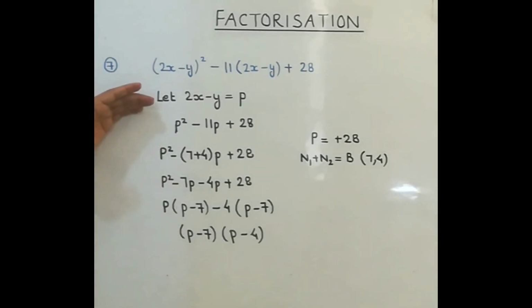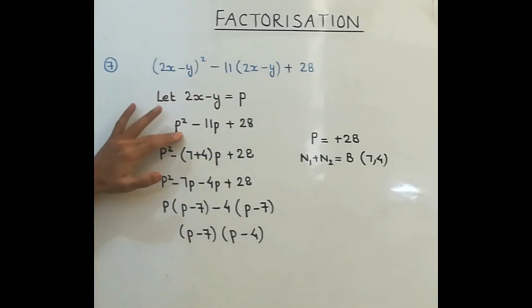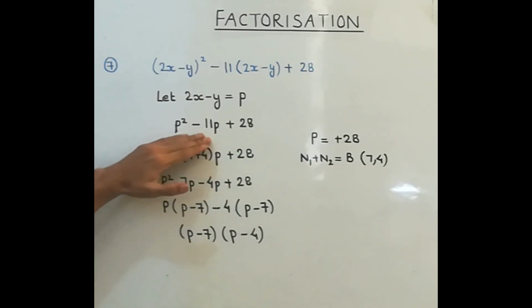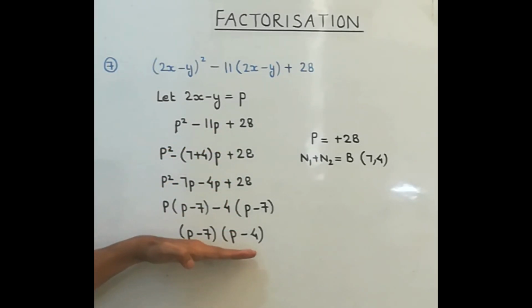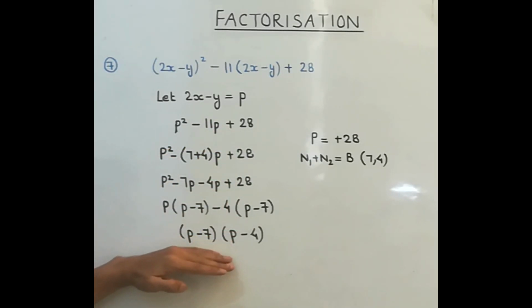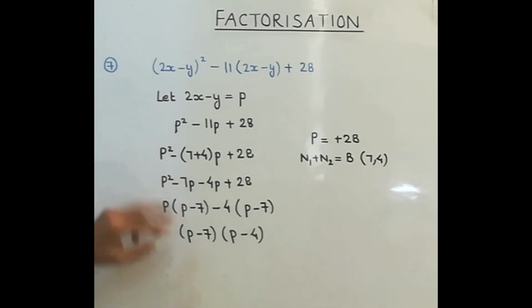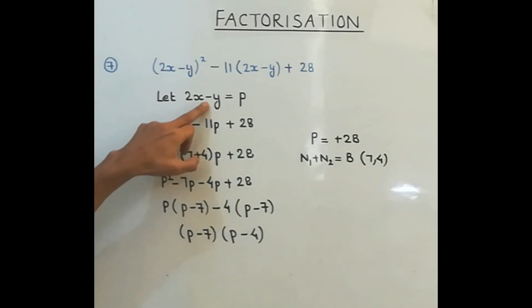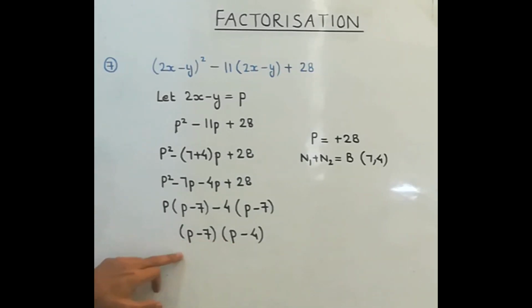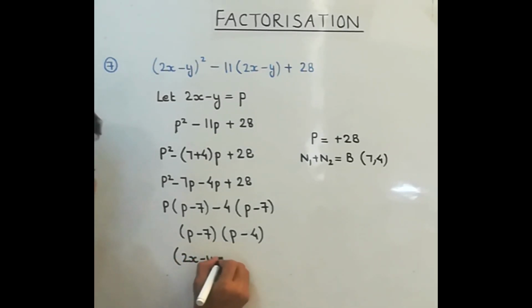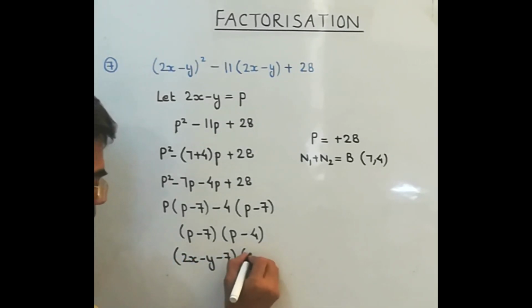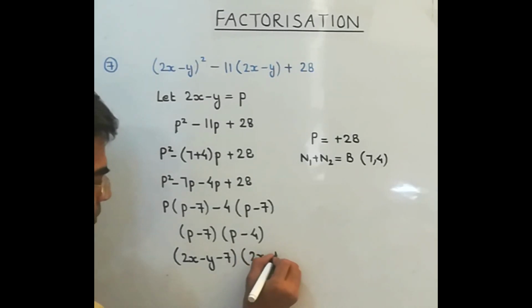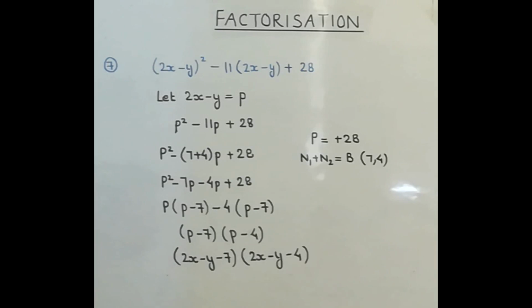So we converted it into the terms of p. Trinomial was converted in terms of p and we factorize it in terms of p. Now at the last you will do the resubstitution. P was 2x minus y. So here you will replace p. So p will be replaced by 2x minus y. So this will be our final answer.